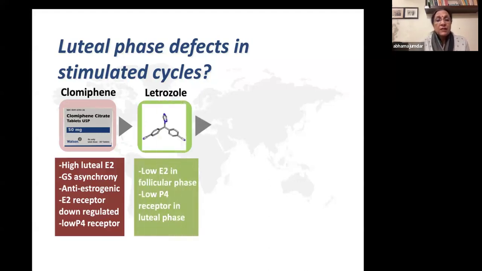In letrozole, what happens? There are low estrogen levels in the follicular phase. Sometimes ovulation happens at estrogen levels of 60 picograms only. Hence, the progesterone receptors may also be low in the luteal phase. So these drugs do change the estrogen-progesterone ratio, and hence the luteal phase may become less supported.